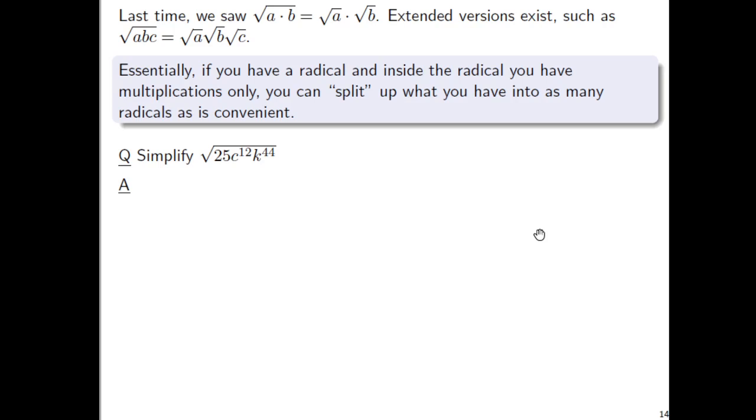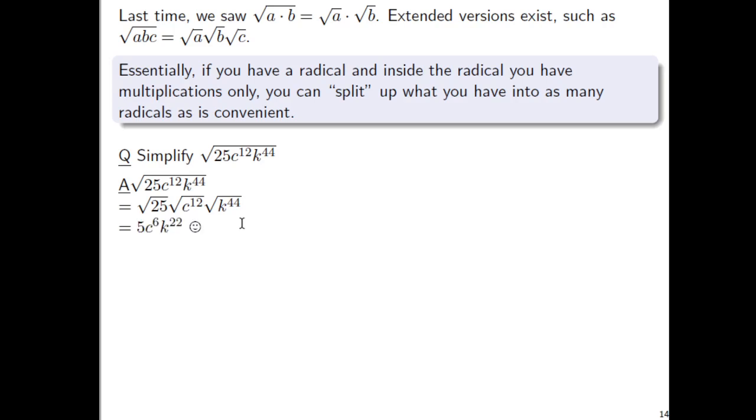And so that formula we saw last time, and really extended versions of that formula, are going to be helpful in simplifying expressions like this, like what's root 25c to the 12th k to the 44. We'll start off nice. I know this one looks a little funky, but there will be some funkier ones. Just to start with this one, let's just use that extended version. And since inside the radical it was 25c to the 12th k to the 44th, we can split that up into root 25 times root c to the 12th times root k to the 44th.